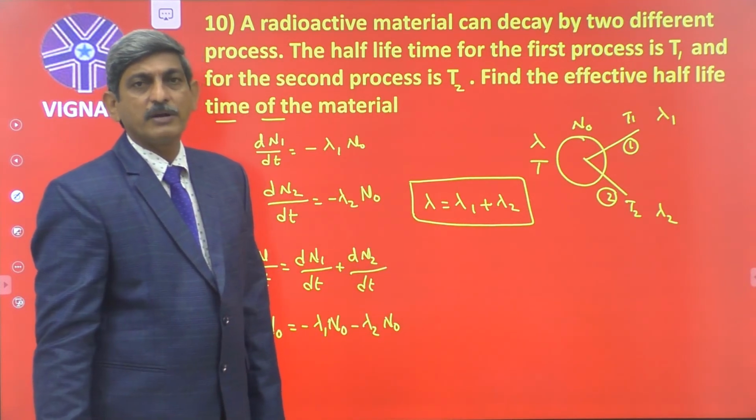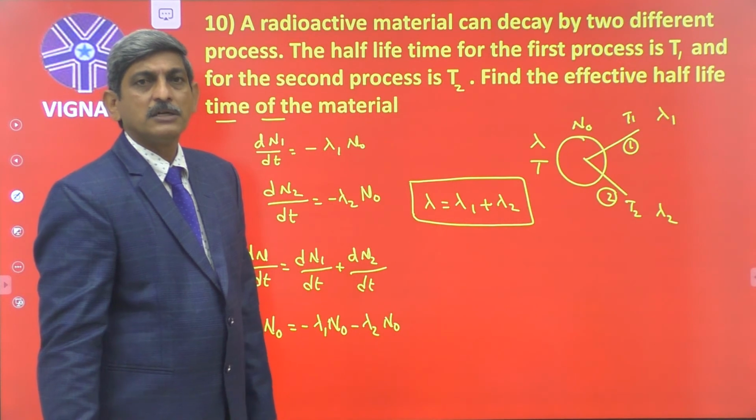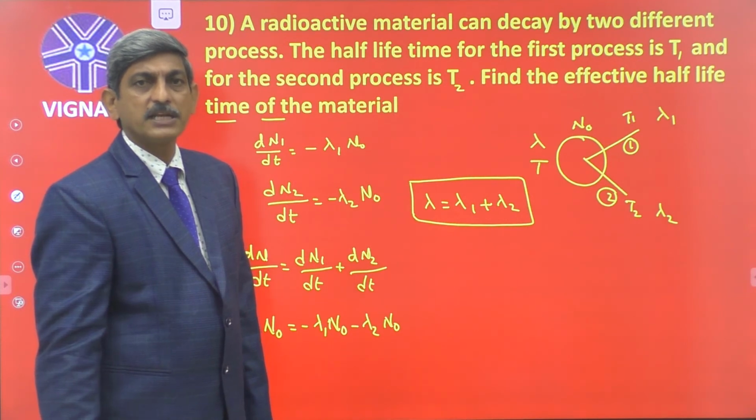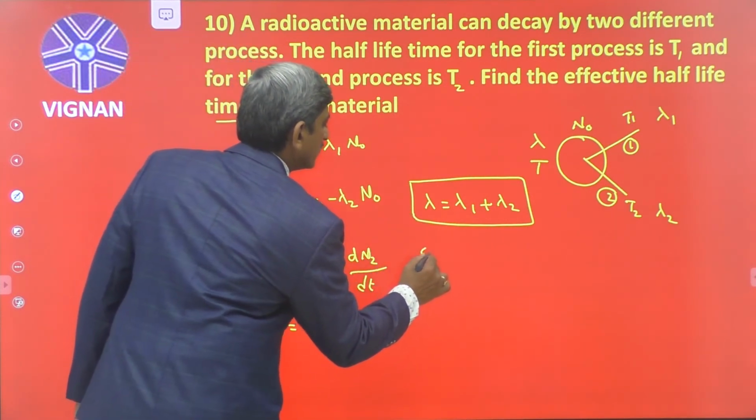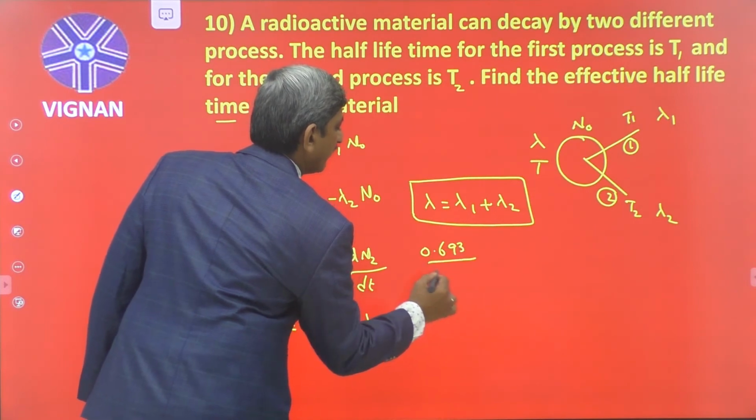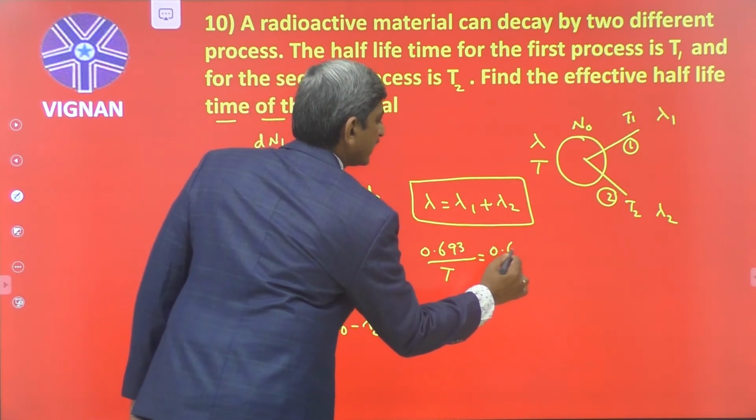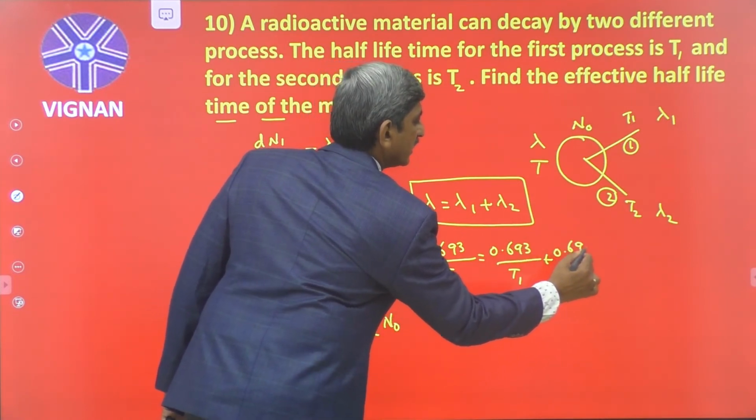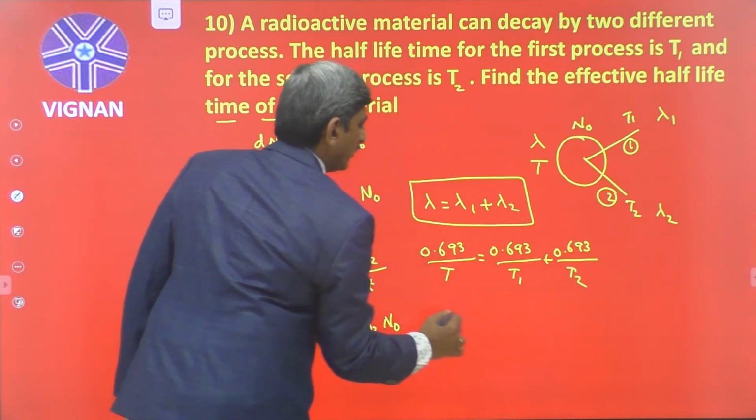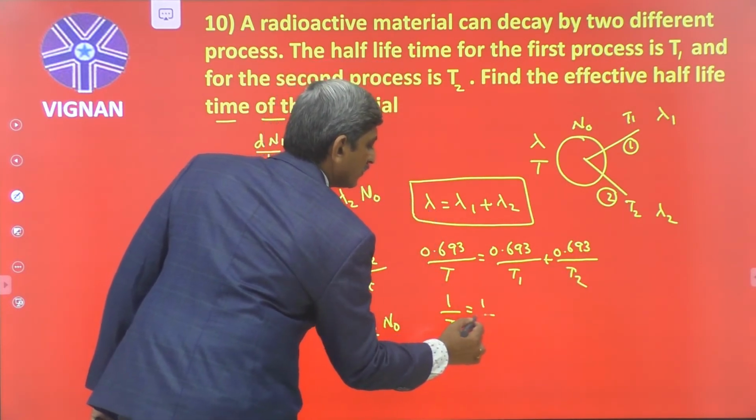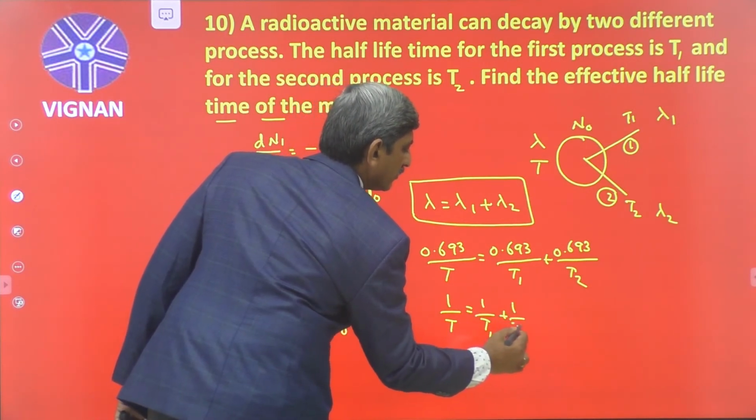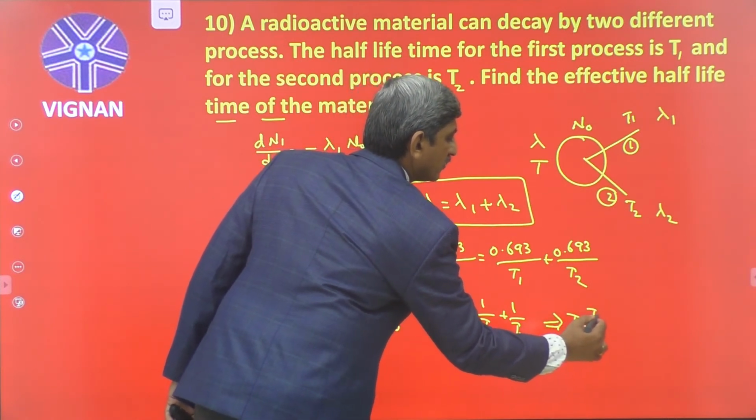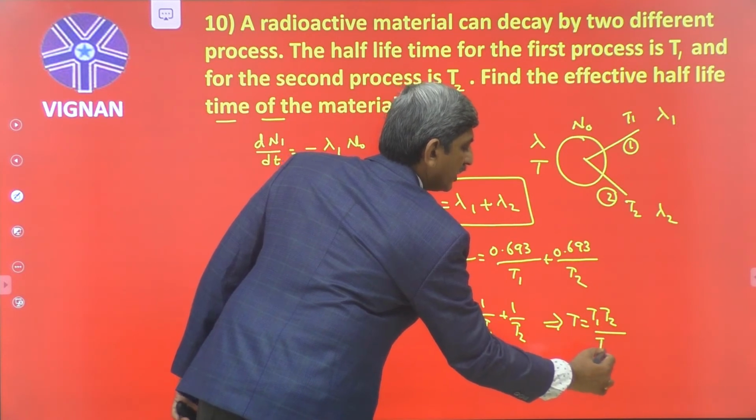We know that the half-life time and the decay constant are related according to the formula T is equal to 0.693 by lambda, or lambda is equal to 0.693 by T. So from this we have 0.693 divided by T is equal to 0.693 divided by T1 plus 0.693 divided by T2. From this we can write 1 by T is equal to 1 by T1 plus 1 by T2. By taking LCM and by taking the reciprocal, finally we have T is equal to T1 T2 divided by T1 plus T2.